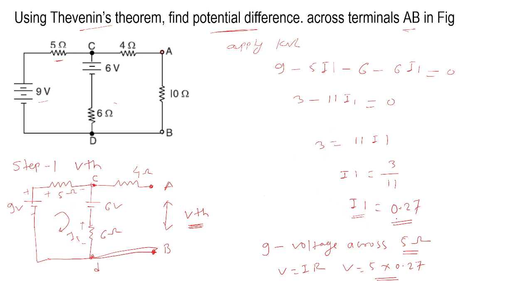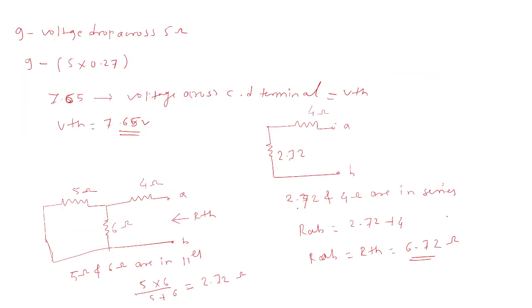So from this, I1's value we got is 0.27. This same current 0.27 flows through the 5 ohm. So voltage across 5 ohm, V is equal to 5 multiplied by current, that is 0.27. So voltage across point CD is 9 minus 5 multiplied by 0.27. So that is nothing but 7.65. So voltage across CD is nothing but our VTH. So VTH is 7.65. I hope, Siddhant, it is clear to you.